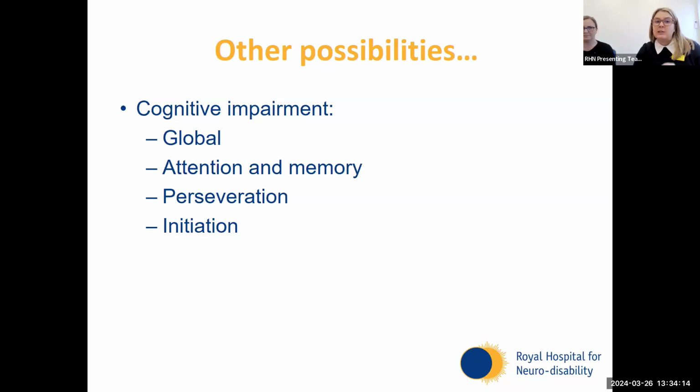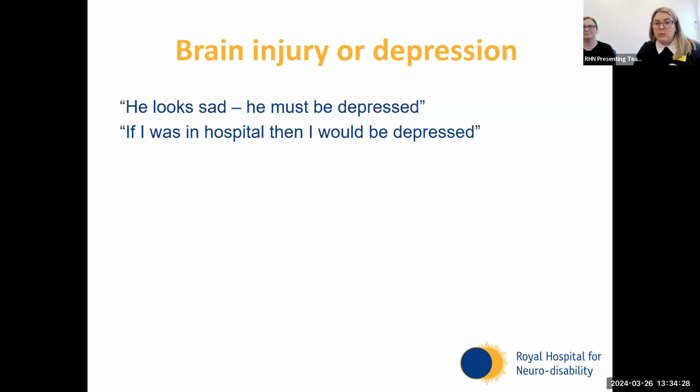So we see it as other possibilities could include that we need to rule out and have a formulation about is the cognitive impairment. Is it global? Is there attention and memory impairments? Do they have executive functioning difficulties that are resulting in them not initiating or perseverating? And that's leading to this perception of he can't do it. He won't do it. He looks sad. He must be depressed. If I was in hospital, then I would be depressed. And this all comes about with a person that you can picture that is not able to follow instructions, that is not able to independently initiate, that is not able to facially respond with appropriate interactions when they see their family members.